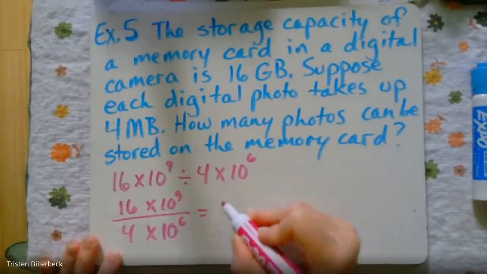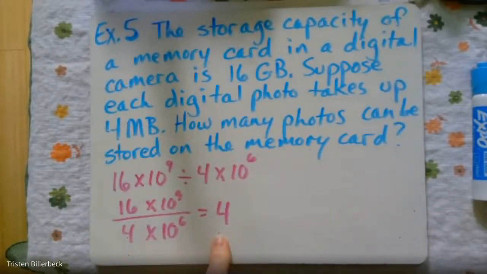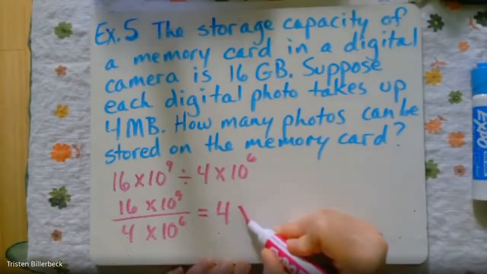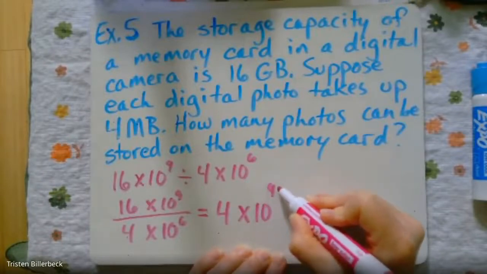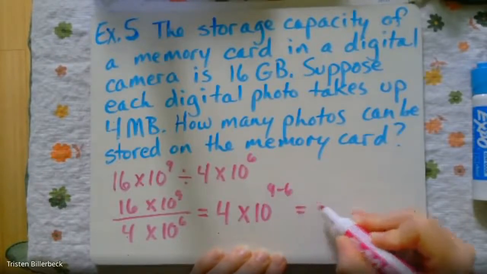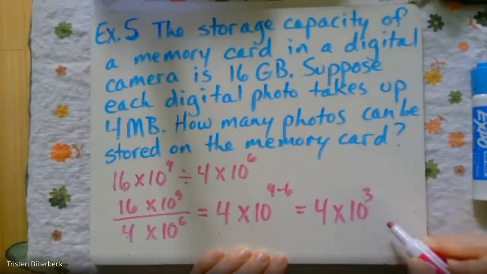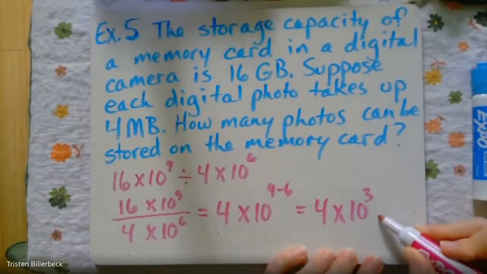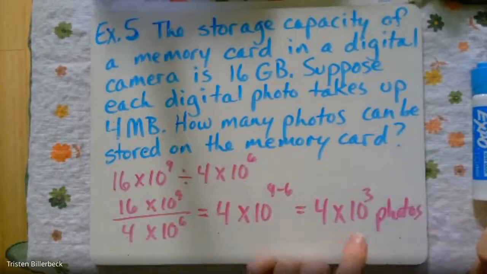And 16 divided by 4 is just 4. That is between 1 and 10, so that is fine just the way it is. And then we're going to do 10 to the 9 minus 6. So we have 4 times 10 to the 3rd photos can be stored.